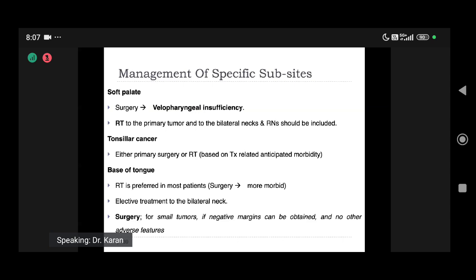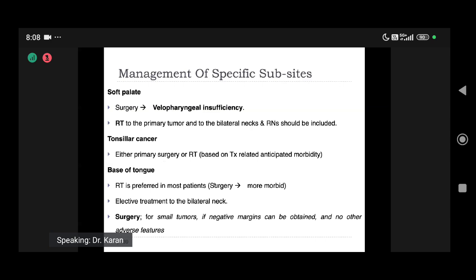I'm not advocating you don't do surgery for soft palate. We do it, but you need to pick up your patients well. I'm just elaborating what the problems could be based on radiation or surgery for each subsite. Now, tonsillar cancers can be treated both by radiation or chemotherapy or chemoradiotherapy or surgery, depending upon the extent. So you need to evaluate your deep margins well when you are talking about tonsillar cancers, and to see if they are fit for transoral robotic surgery.